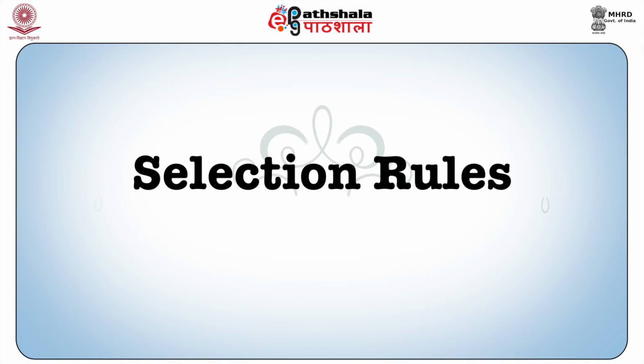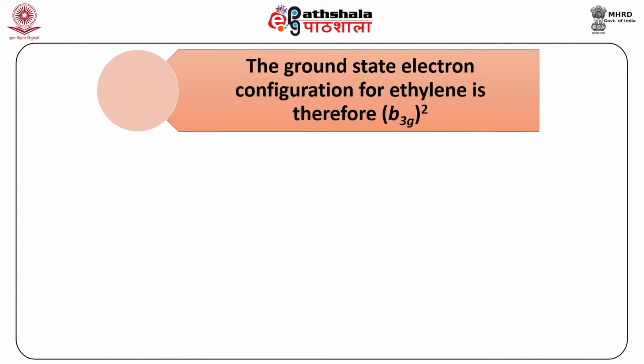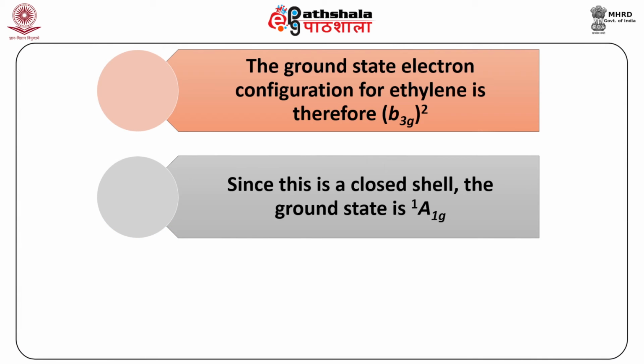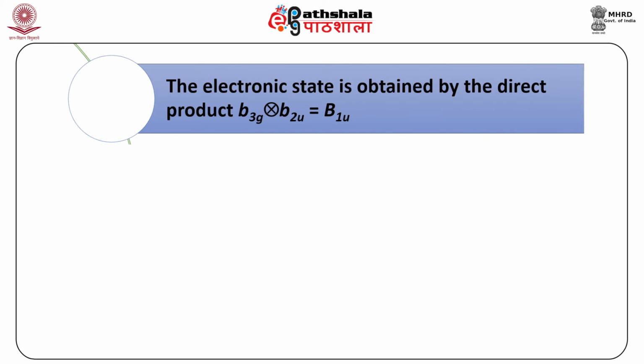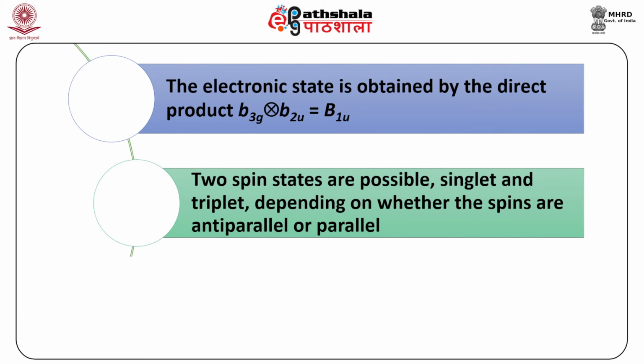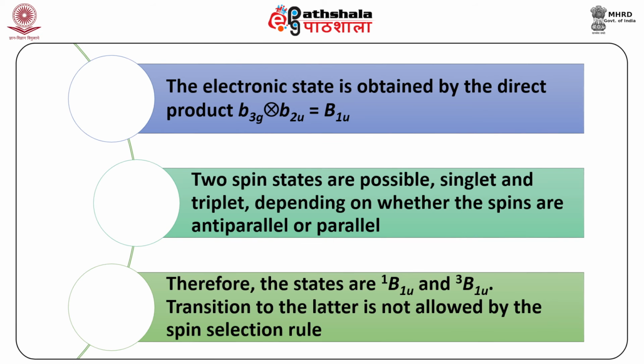Now we come to the selection rules. The ground state electron configuration for ethylene is therefore B3G twice, 2 electrons in this orbital. Since this is a closed shell, the ground state is 1AG. When you promote an electron to the B2U orbital, it results in the electron configuration B3G1, B2U1. The electronic state is obtained, as you know, by the direct product B3G times B2U. When you do this product, you get B1U, and you know that two spin states are possible, singlet and triplet, because the spins could be anti-parallel or parallel. Therefore, the states are 1B1U and 3B1U.